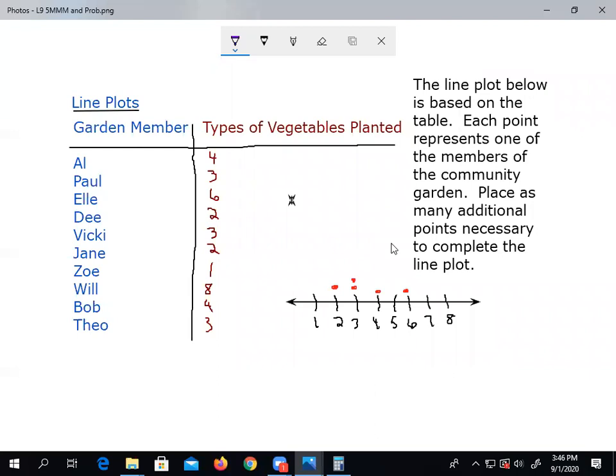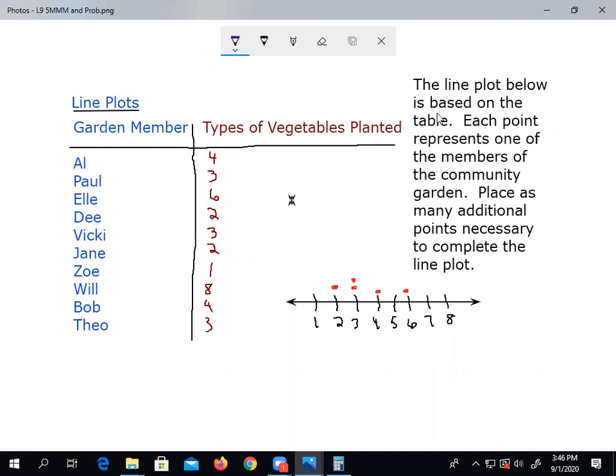Another thing we may come across is what's referred to as line plots. So what you'll see is you'll have a line and you'll be plotting data along the line. That's going to be an example of a line plot. So you'll be given some data like this. We have garden members Al, Paul, Ellie, Dee, Vicky, Jane, Zoe, Will, Bob, and Theo. Types of vegetables planted. So Al planted 4 different types of vegetables. Paul planted 3 different types of vegetables.